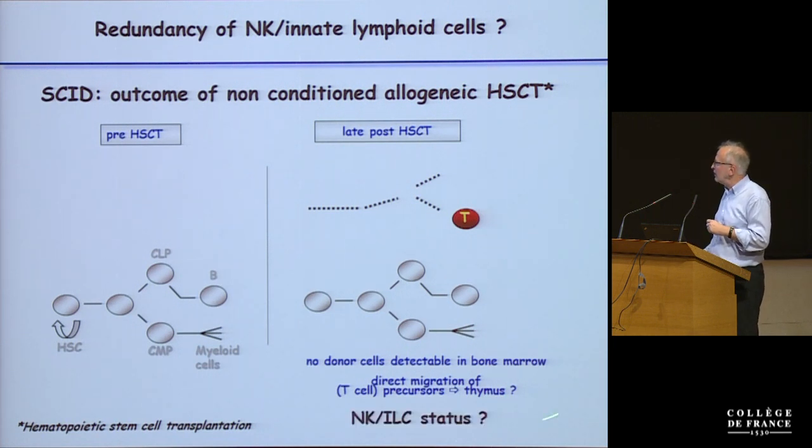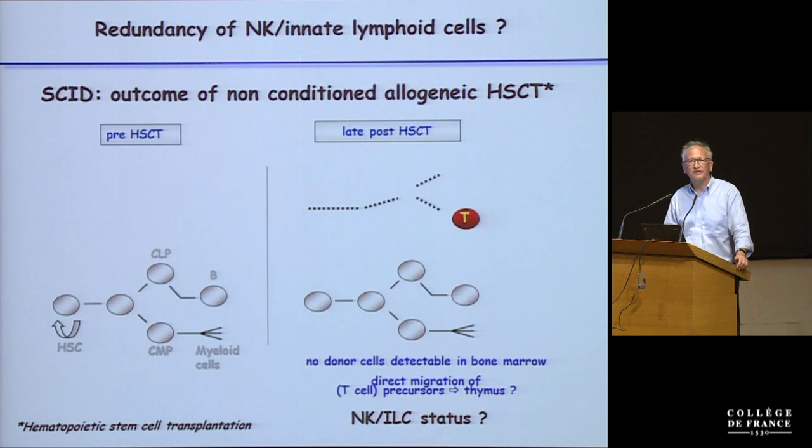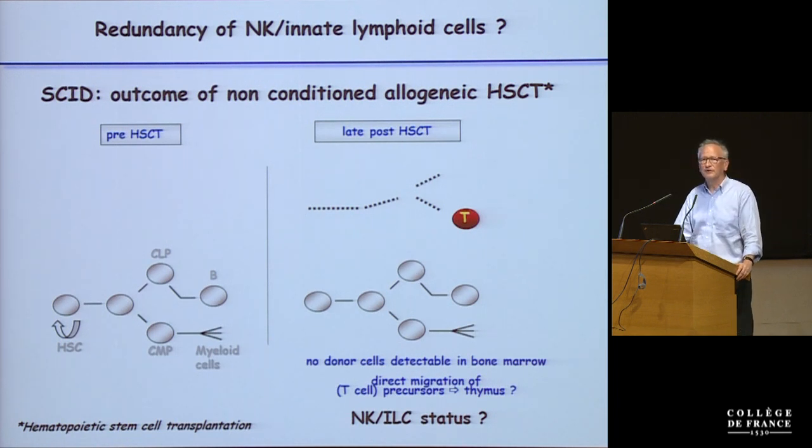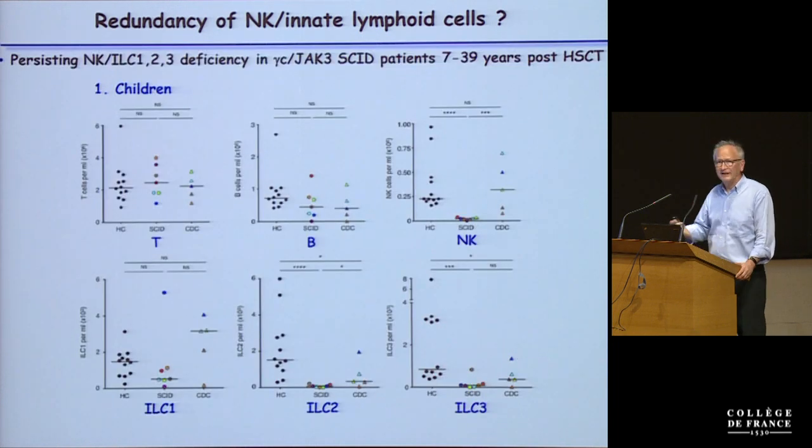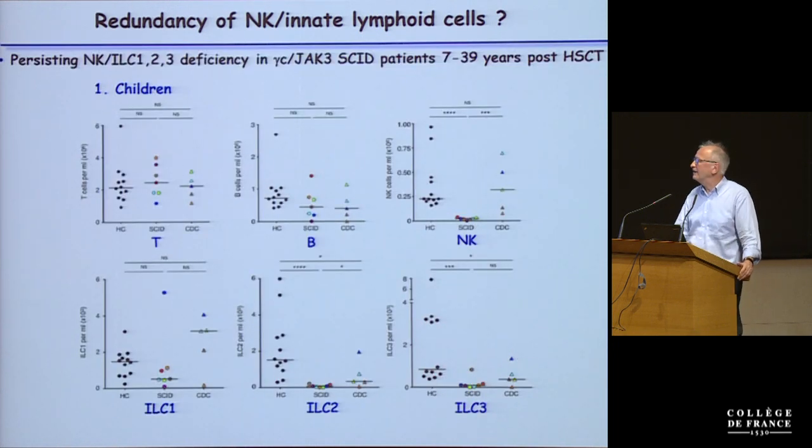The question here is, what about NK cells? What about innate lymphoid cells in those individuals who were transplanted many years ago? And if there is a deficiency in these cells, is there a phenotype associated with the deficiency in NK as well as ILCs? So they indeed have a deficiency in NK and ILCs.